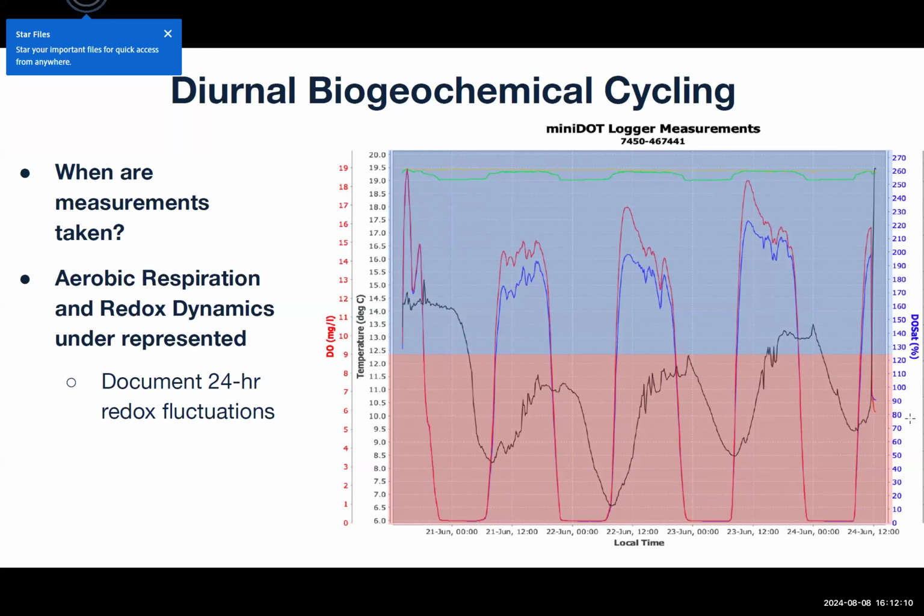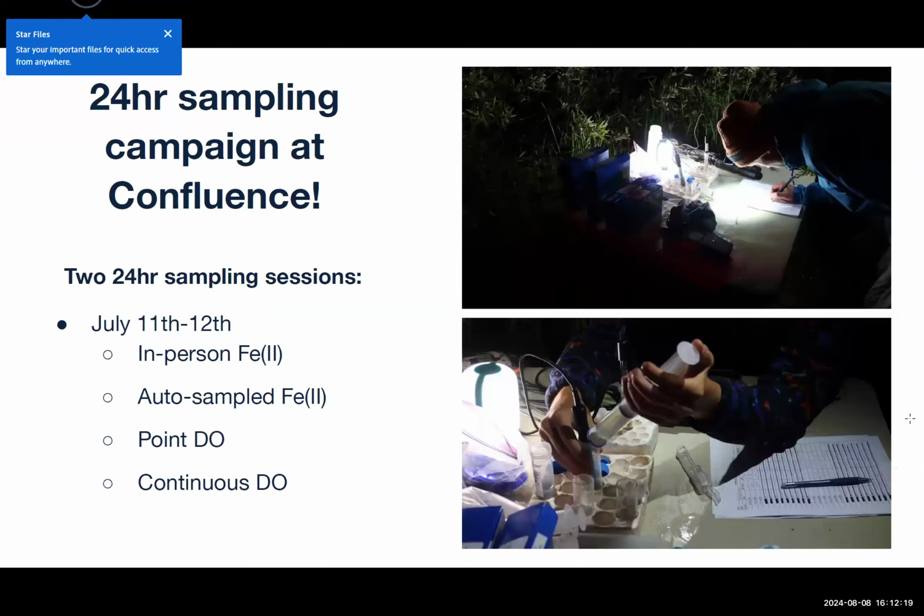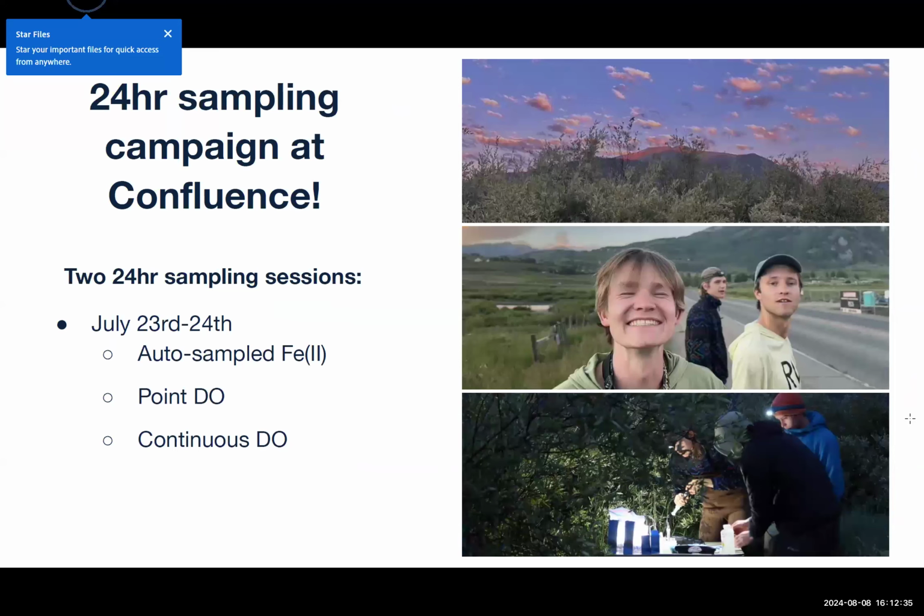And we attempted to look a little bit more into that. So if you saw any tired REU students run around talking about zombievers, that would be our 24-hour sampling campaign at Confluence. We did 2 sampling campaigns. The first measured in-person iron and auto-sampled iron, as well as point and continuous DO. And the second only measured auto-sampled iron and point and continuous DO.